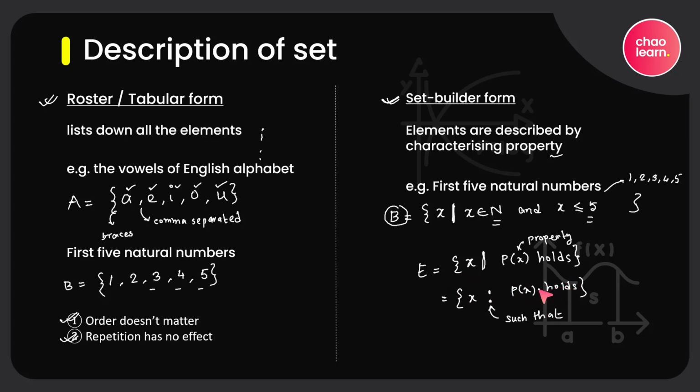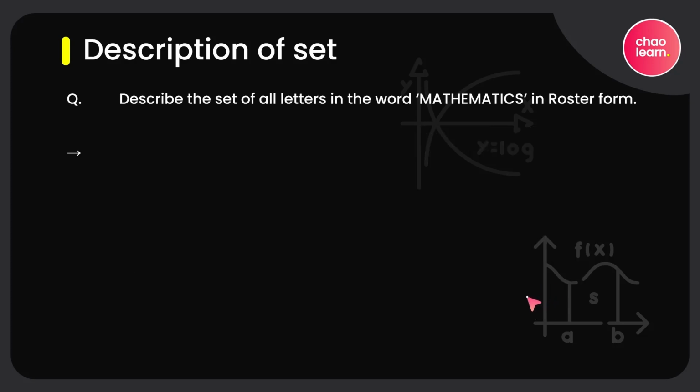Let us take a few examples to understand whether you have understood the topic properly or not. So here is a question. Describe the set of all letters in the word mathematics in roster form, right? So what are the letters in the word mathematics? It's M, A, T, H, E, M, A, T, I, C, S, right? So these are the elements of this set, that is the letters of the word mathematics.